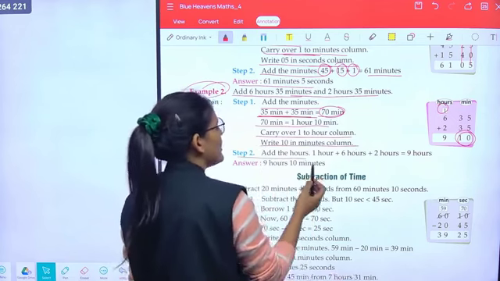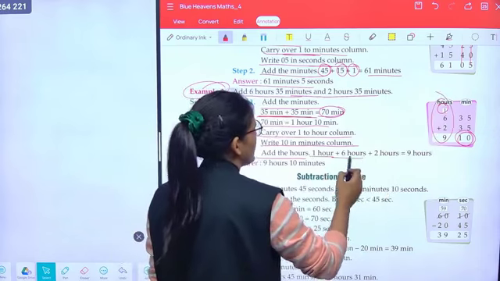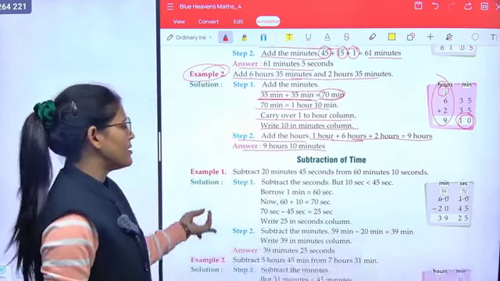Now step 2, add the hours. Now we will add the hours: 1 hour plus 6 hours plus 2 hours is equal to 9 hours. So the answer is 9 hours 10 minutes.